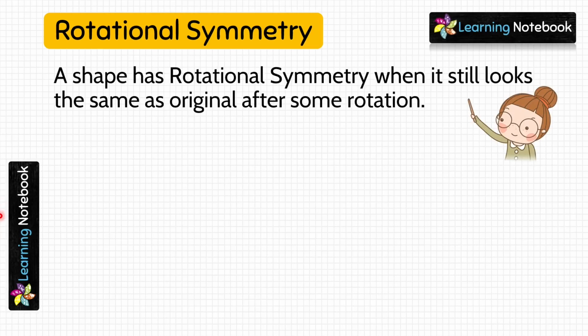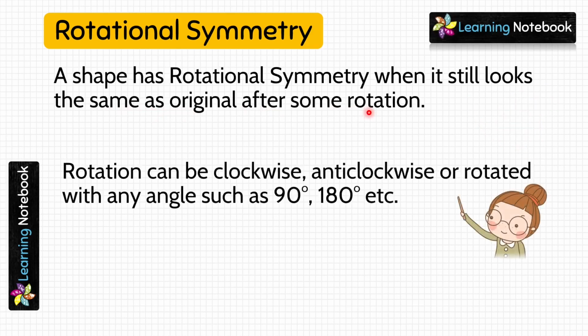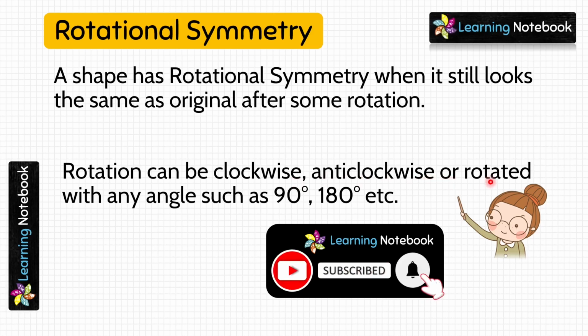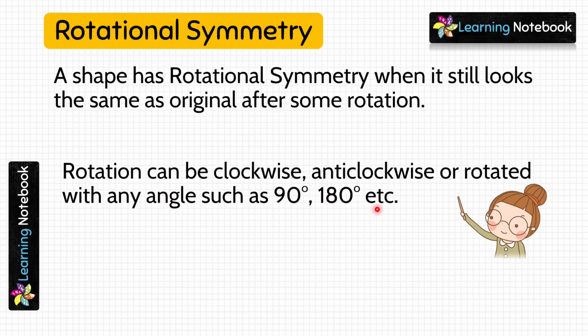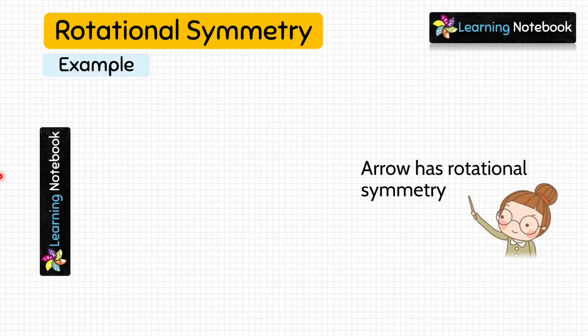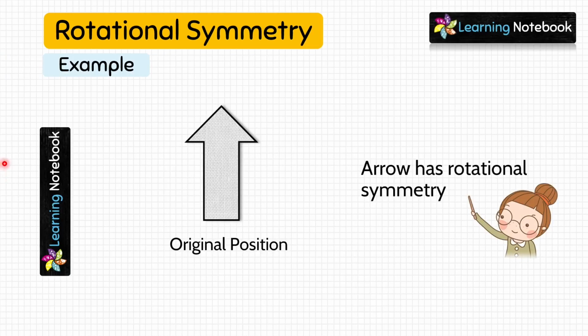A shape has rotational symmetry when it still looks the same as original after some rotation. And rotation can be clockwise, anti-clockwise or rotated with any angle such as 90 degrees, 180 degrees, etc. Let's see some examples. In first example, this arrow has rotational symmetry. Let's see how. Students, take a look here.